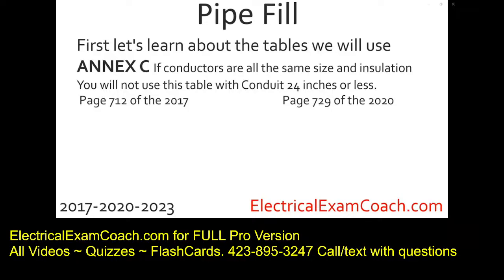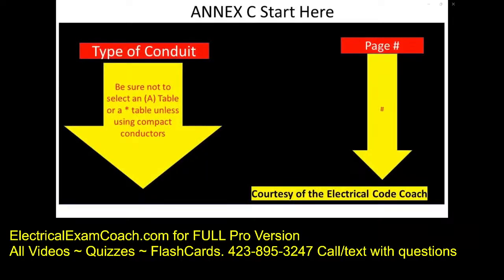You can head to page 712 of the 2017 and page 729 of the 2020. This video is 2023 compatible. You'll have to get to your page number for Annex C, and then you can follow along. So when we get to Annex C, the beginning of it, I call it the Start Here page, because every time you're doing one of these calculations, you're always going to start here if you're using Annex C. Now, when we get there, we always read the black bold heading to make sure that we're in the right table. Great, I feel like we're in the right table. Now, when we head over to the left-hand side, we're going to find types of conduit.